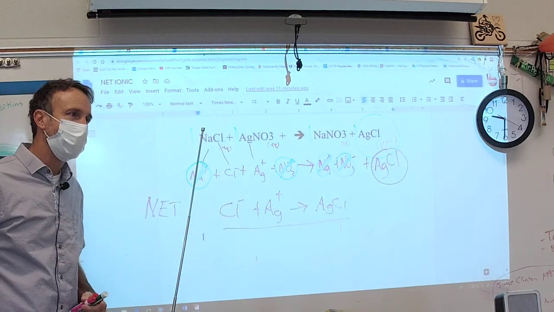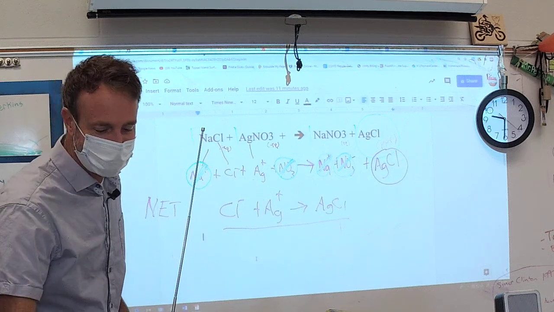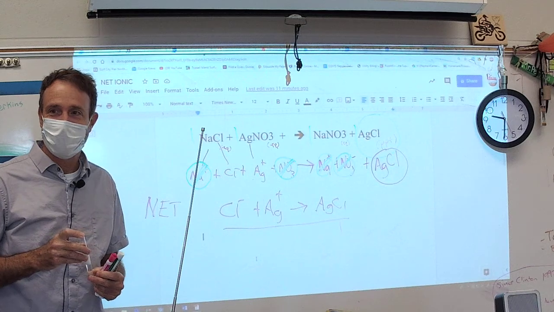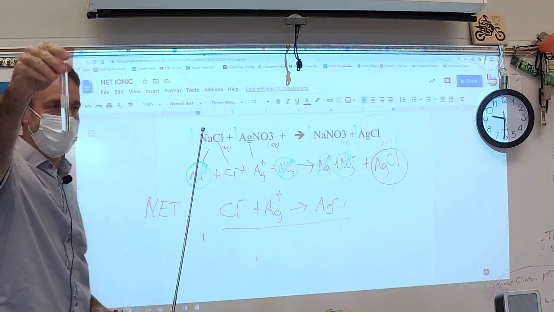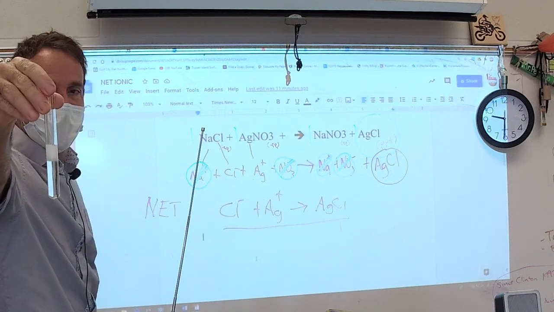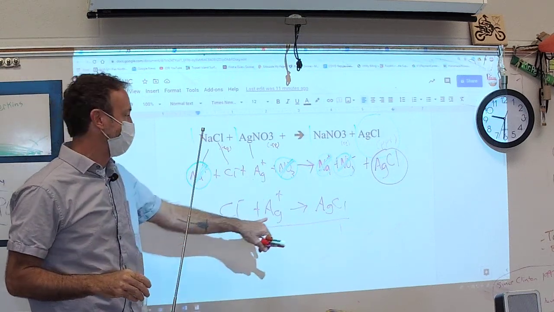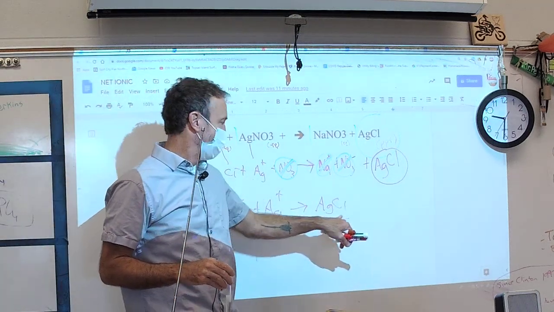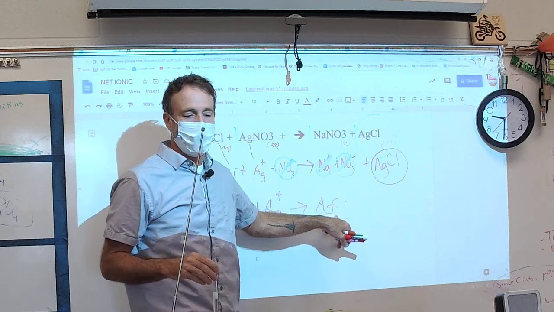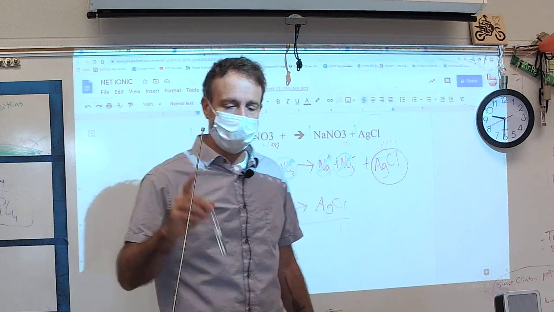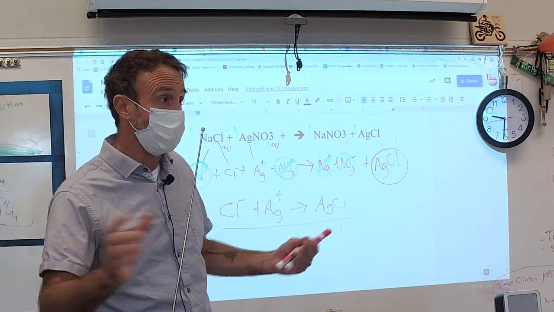All right. So that's the only thing that's happening in the water, right? So this right here, we made this silver chloride. The net ionic equation is just that a chlorine negative and a silver positive got together and made silver chloride. Okay? Now that took me 11 minutes to get through that one example. So stick with me. I'll just do one more, much more quickly.